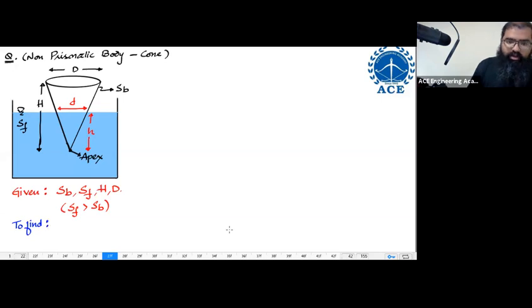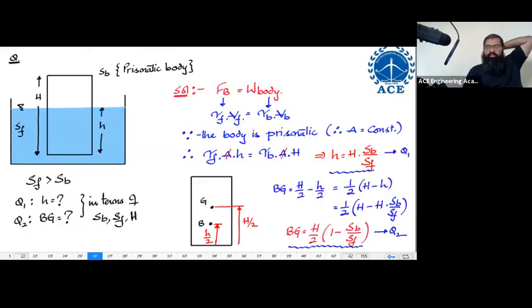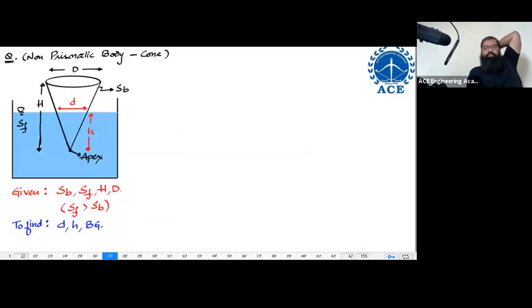You have to find first thing small d, next small h, then the value of BG. See, when I say the question is difficult, what has made this question difficult? The previous question over here was a 1 mark question. This question over here is a 2 mark question. But the concept in both the questions is same. The approach is going to be same in both the questions.